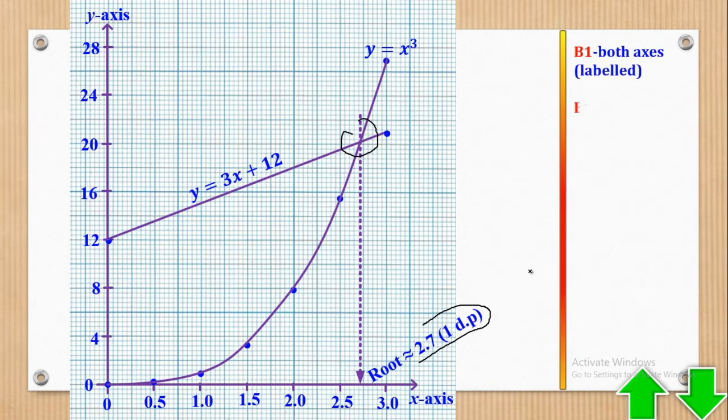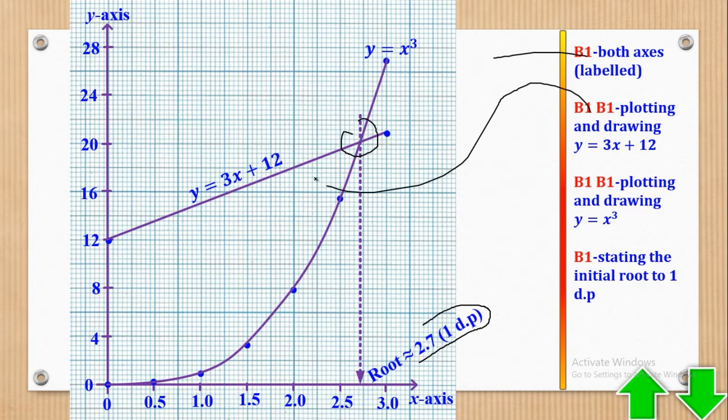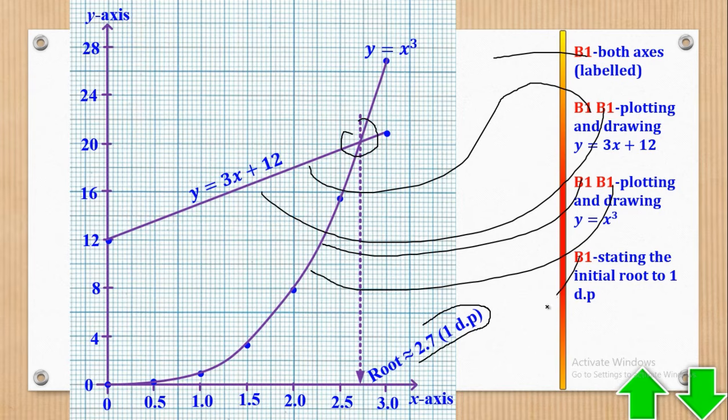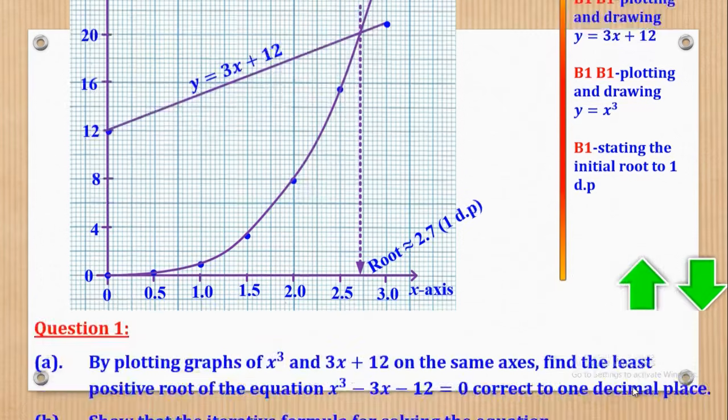Now let's see how marks can be awarded. B1 for the axes, B1 for drawing the points, and B1 for joining using a ruler, B1 for plotting, B1 for joining using a smooth curve, B1 for stating the root to the given accuracy. So that was part A. Therefore now we shall go to part B.